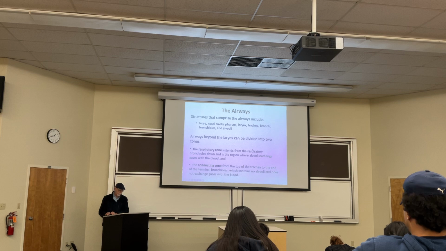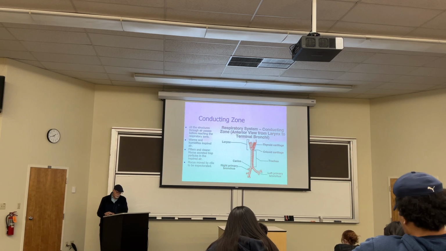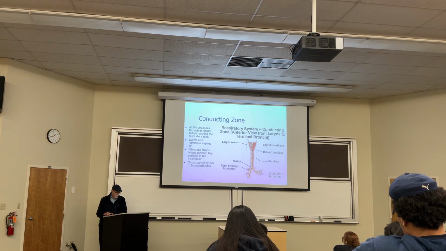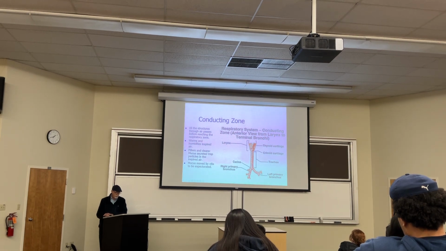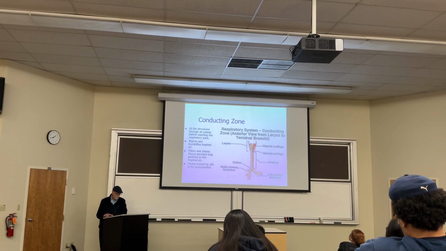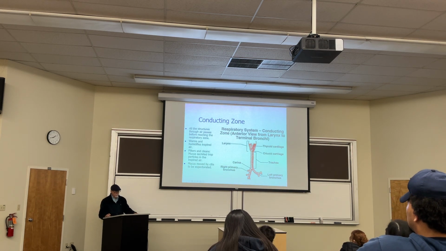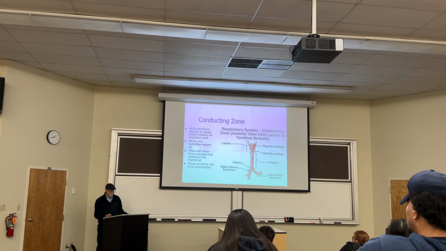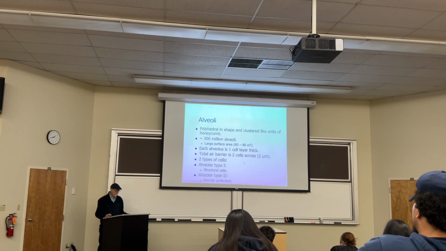These really start at the respiratory bronchioles and then they go the rest of the way. This is your conducting zone. Again, we have the larynx with some cartilage around it, and we have the trachea with these cartilaginous rings, and then we have the bronchi. We talked about the mucus and the cilia that is within this region for protection.